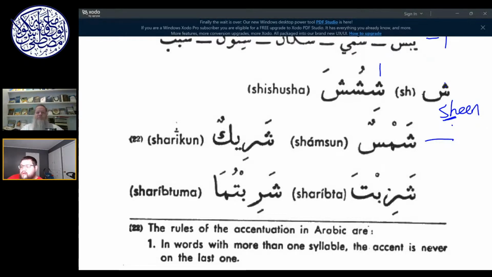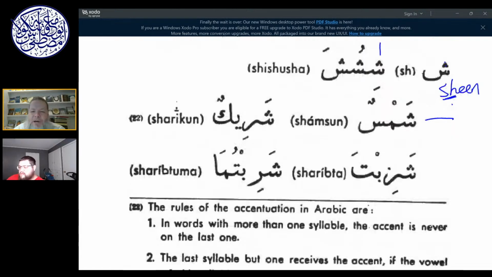Sharikun. Don't make the first one long. Don't say sharik. Say sharikun. What you said was sharik, right? With an aleph. Sharik is a partner. It could be good. You could have a partner in business, a sharik, or it's bad if you make a sharik with Allah, right? You make a partner with Allah.